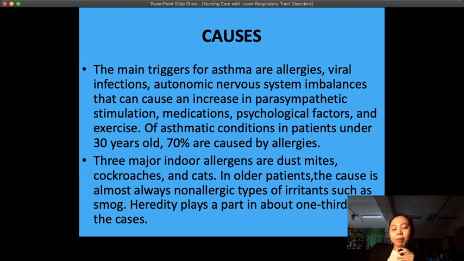So, kaya nga pag may mga asthmatic na bata, if you have a brother or sister or a future child which is asthmatic, please maglinis-linis pag may time. Avoid having cats in the house, having dogs in the house, and then cockroaches. And then in older patients, the cause is almost always non-allergic types of irritants such as smog, and then heredity plays a part in about 1/3 of the cases.